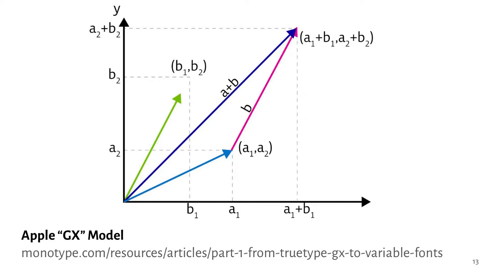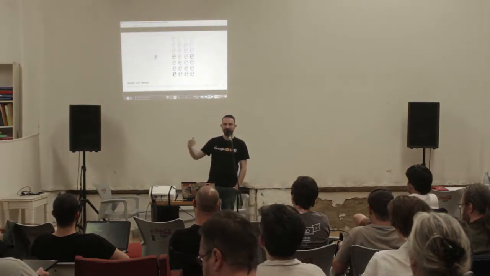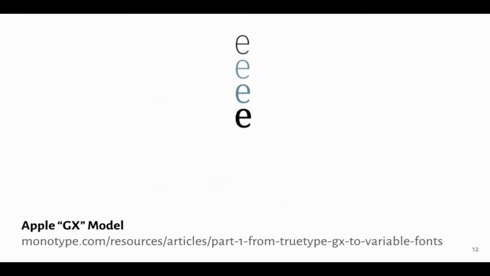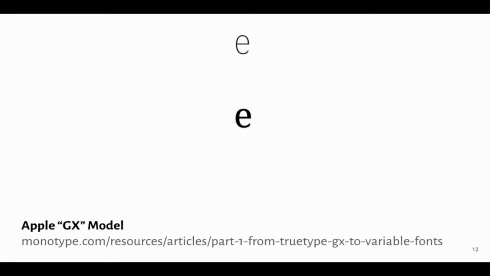And what makes this approach really interesting is that those deltas can be added and subtracted from each other. So you start from the center, and then you have a delta for a wider version and a delta for a thinner version. And those two things can be added together to create the top right corner, which is both expanded and lighter weight.